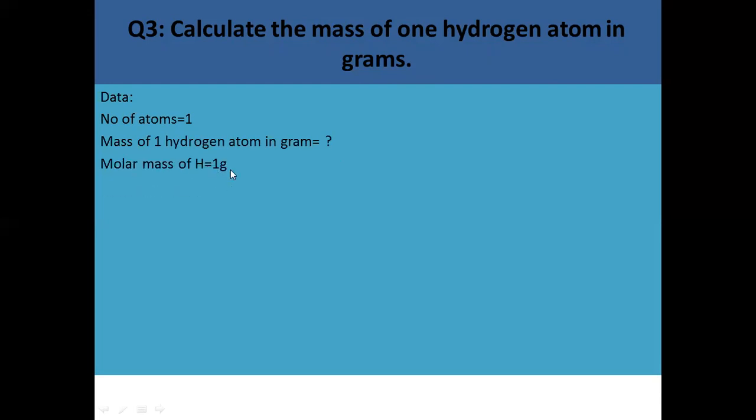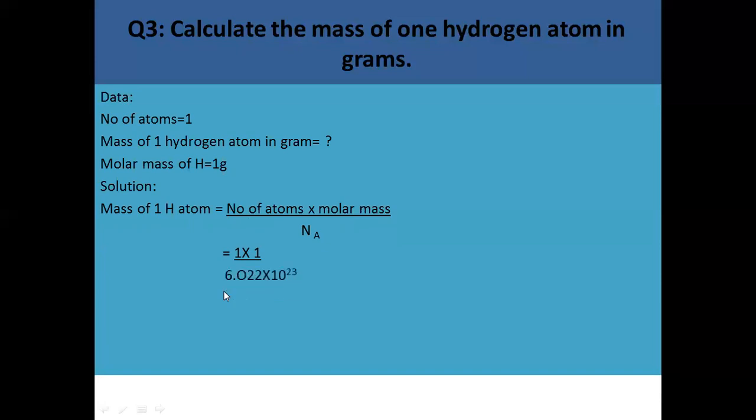Molar mass of hydrogen is 1 gram. And for the solution we will use the formula of mass. Mass of one hydrogen atom is equal to number of atoms into molar mass over Avogadro's number, the same formula. By putting in the values, number of atoms is only one atom. Molar mass is 1. Avogadro's number is 6.022 into 10 raised to power 23. By dividing we get the answer 0.1674 into 10 raised to power minus 23, or by shifting the decimal we have 1.674 into 10 raised to power minus 24 grams.